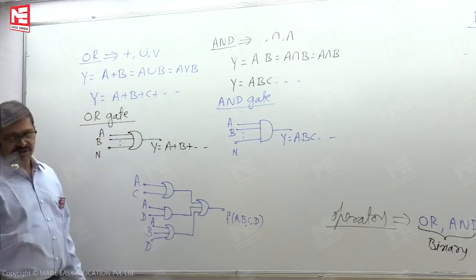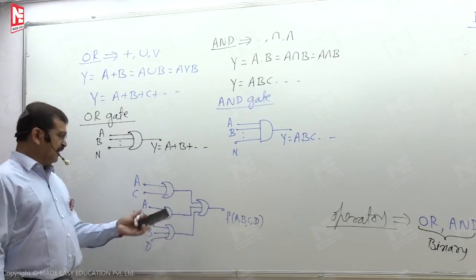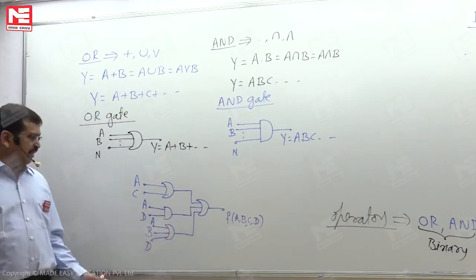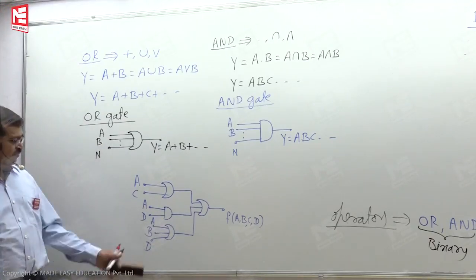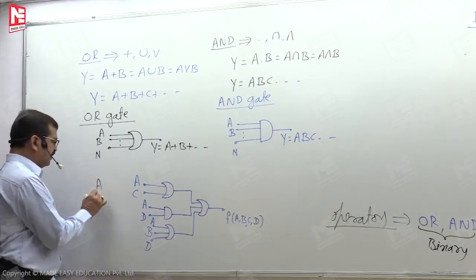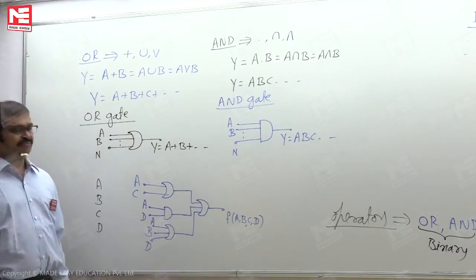So some logic circuit is given here, using 1 AND gate and 3 OR gates. Based on this, we can see the circuit operation depends upon 4 variables. The variables on which it depends are A, B, C and D. On these 4 variables, it depends.